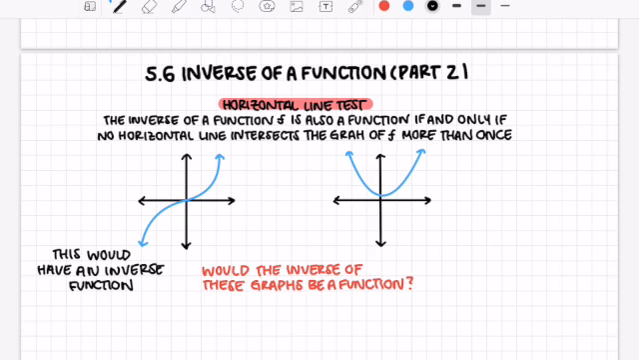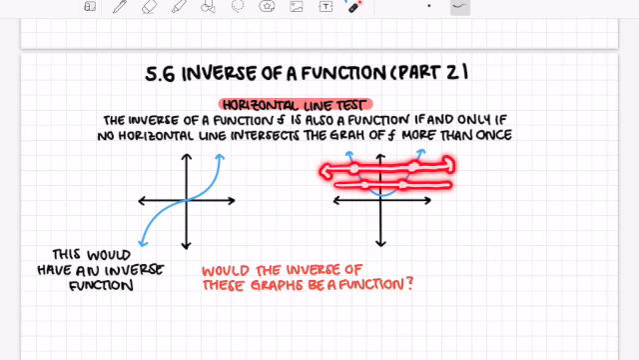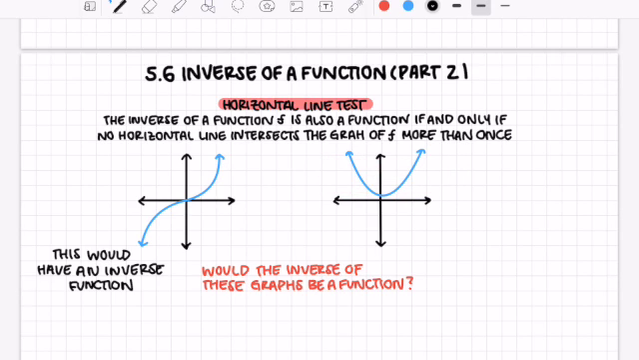Okay. If I were to do the same thing to this image right here, our graph intersects our horizontal line twice. And so if it intersects the line twice, we can't consider the inverse of this graph to be a function. So the inverse would not be a function.